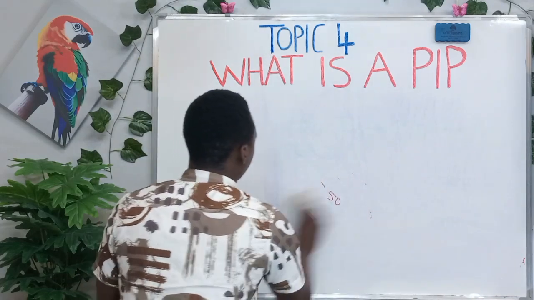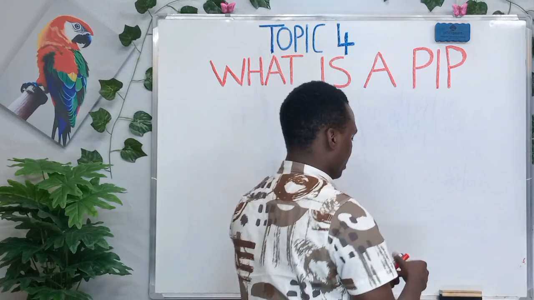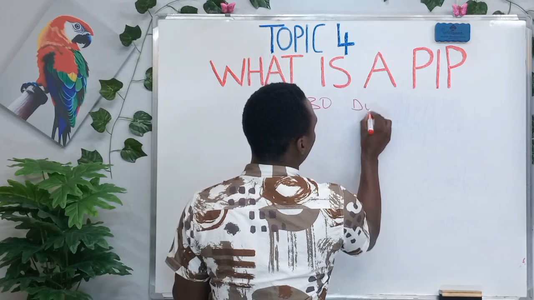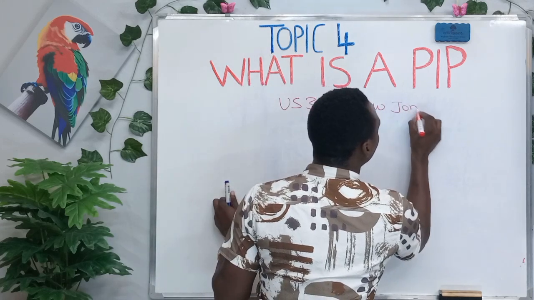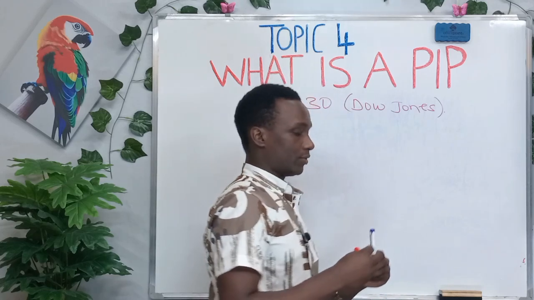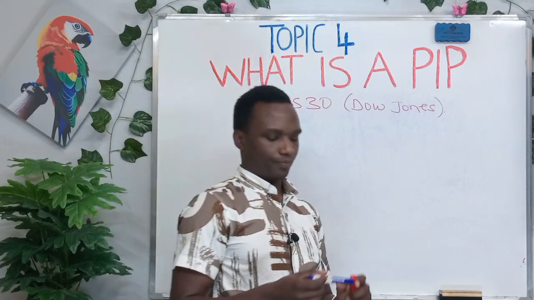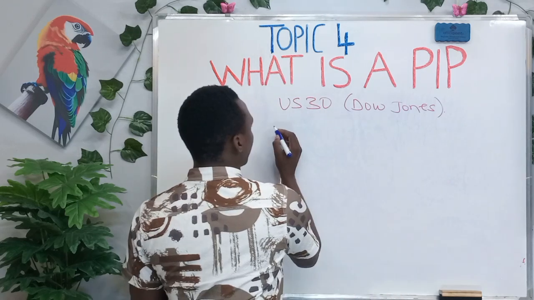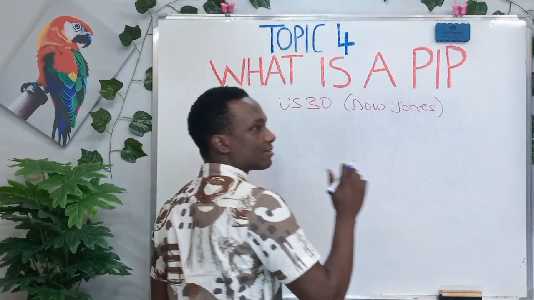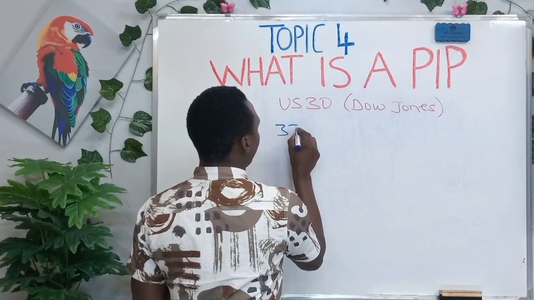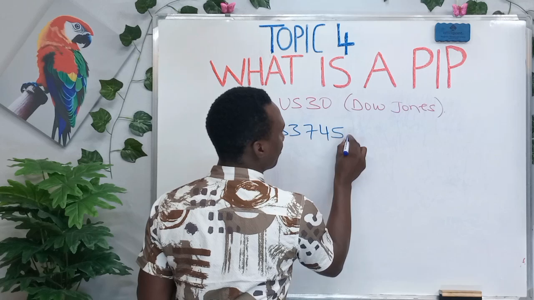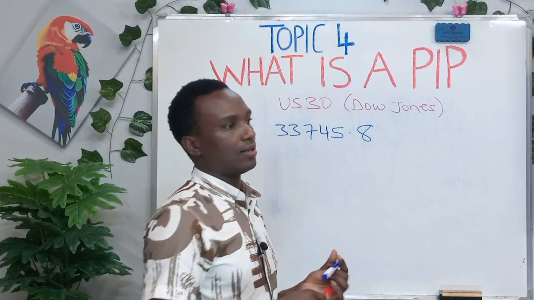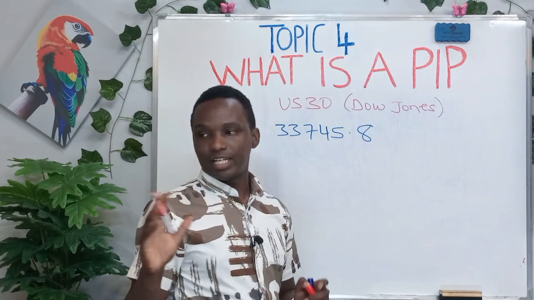All right. How to calculate the pip in the US 30, which is the Dow Jones. All right. So let us take an example. What is the price of Dow Jones? Yes, it is 33,745.8. All right. So we want to express it in decimal places, the same way we did with XAUUSD.